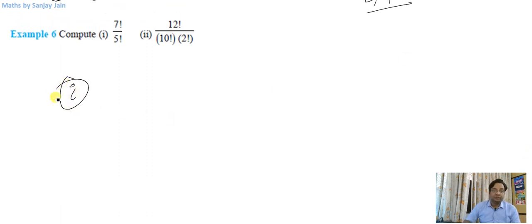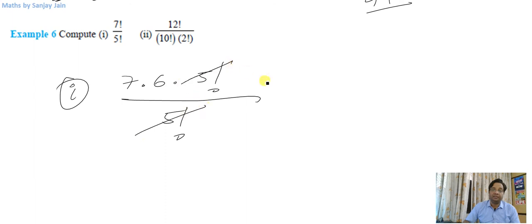Compute 7 factorial by 5 factorial. So I'll write 7 factorial as 7 into 6 into 5 factorial, divided by 5 factorial. So I'll cancel it. The first part is 42.